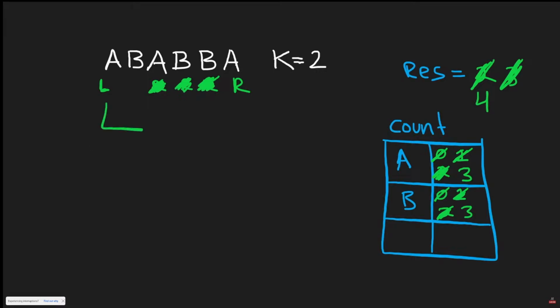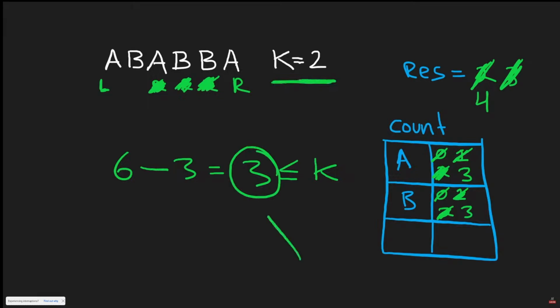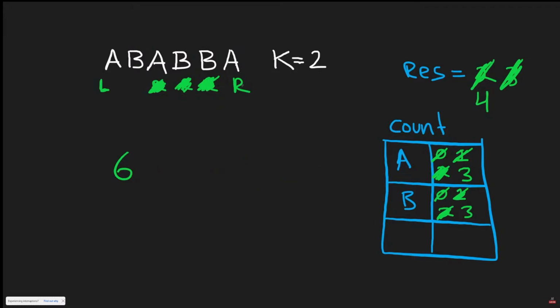So let's take the size of our window, 6, and subtract from it the count of the most frequent character. It's going to be either of these, so 6 minus 3 means we need to make 3 replacements. Is that less than or equal to K? K is 2, so we exceeded K, right? We exceeded the number of replacements we're allowed to make. If we wanted this window to be valid, we would have to replace 3 characters in it, but we're not allowed to do that. So what we have to do is shrink the size of our window until we are valid.